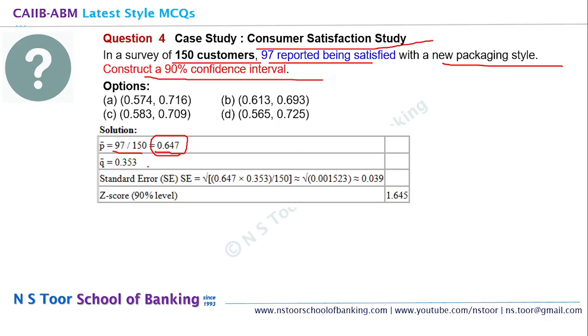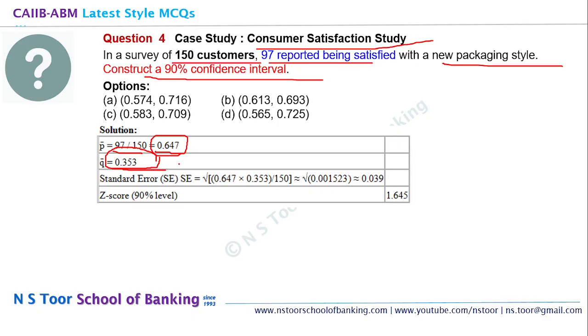We call it Q bar. Q bar is equal to 1 minus P bar, that is 1 minus 0.647. So my Q bar will be 0.353.